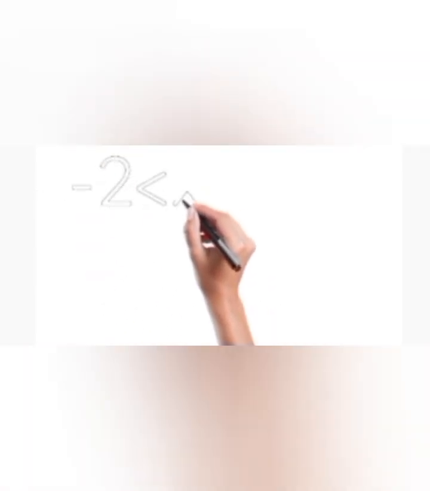Let us look at another example. We have -2 less than x plus 4 less than 6. Can you do this? Do you want to try this one? This one is known as a compound linear inequality.